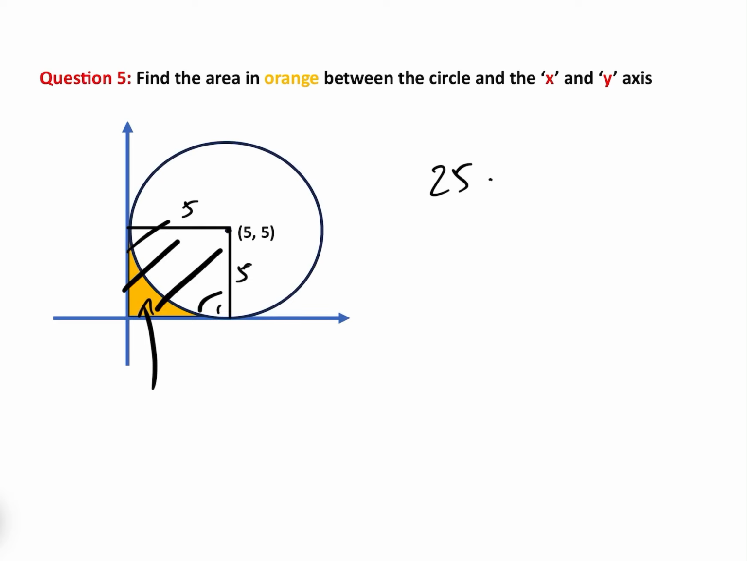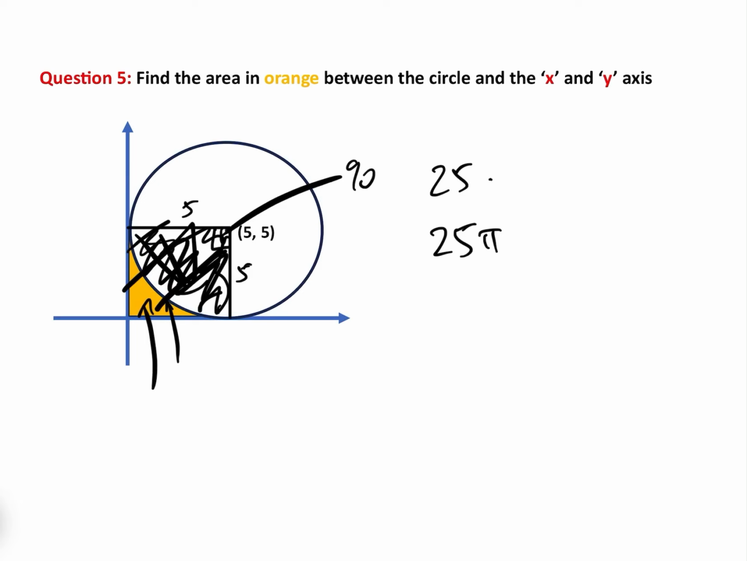And so therefore, the area of the orange bit is going to be equal to the area of the square, take away the area of the segment. And the segment here, this bit here, sorry, I haven't drawn that very well. The area of the segment is basically just a quarter of the area of the circle, because that is 90 degrees. And the area of the circle is pi r squared, which is 25 pi.